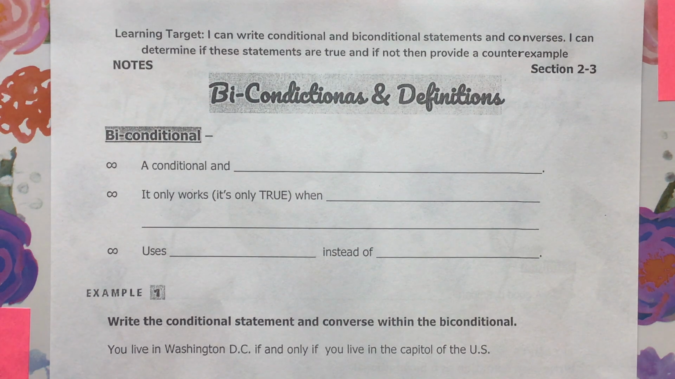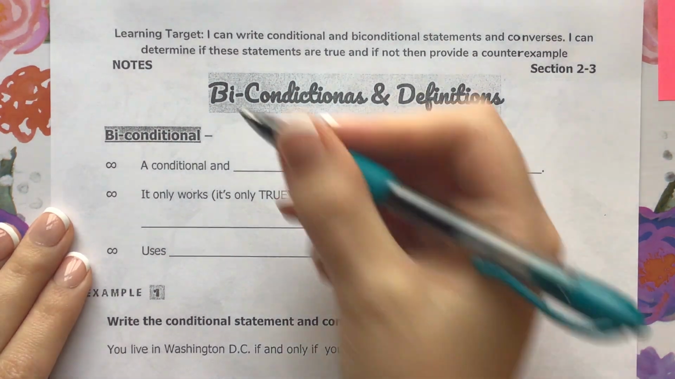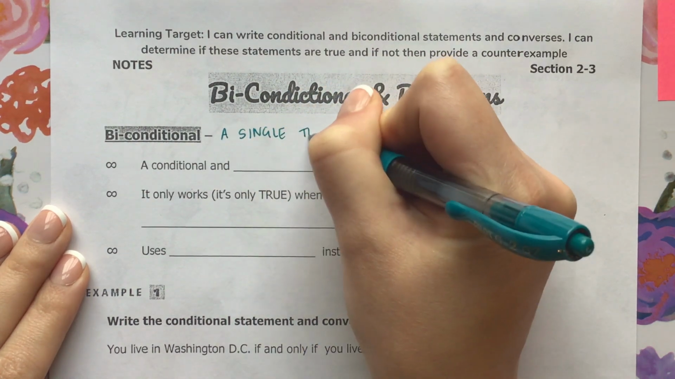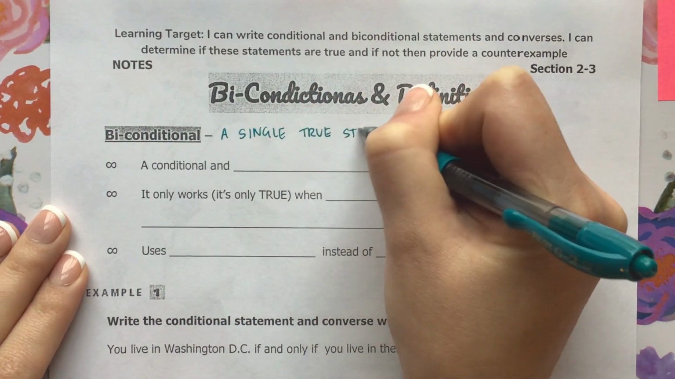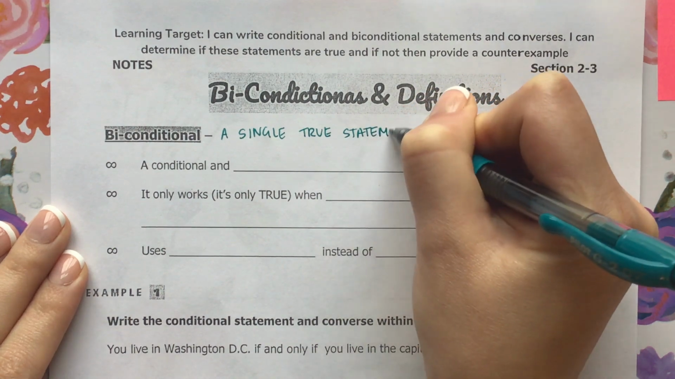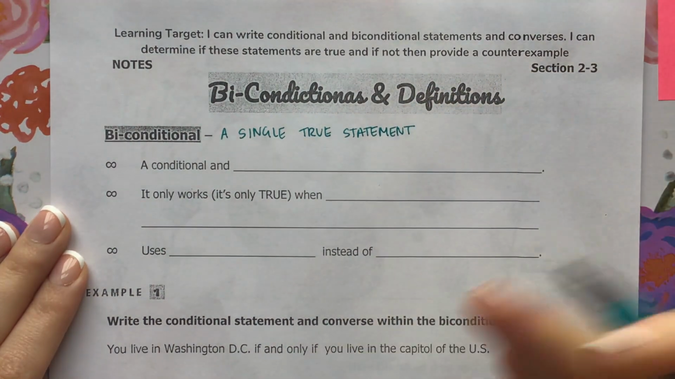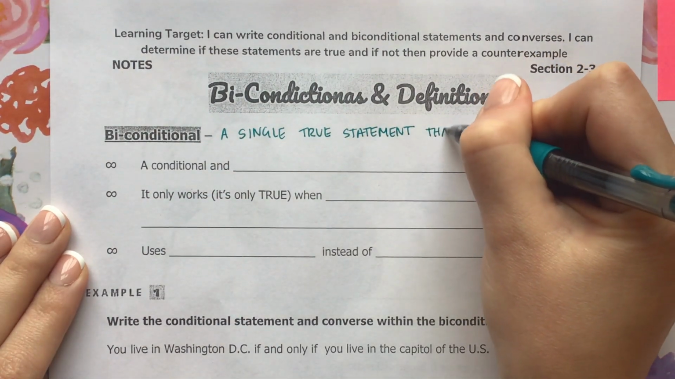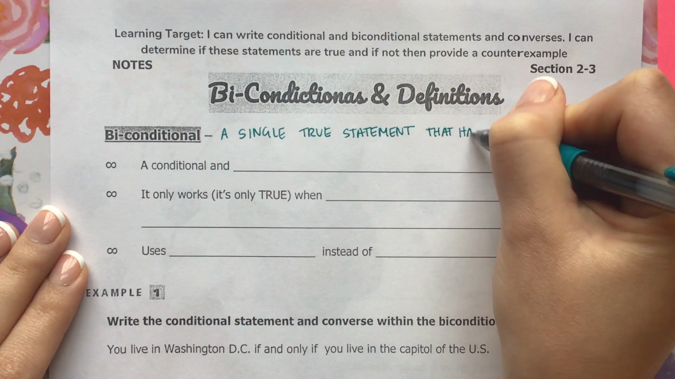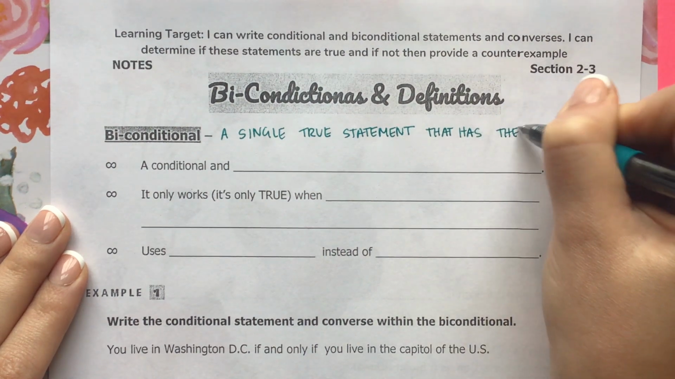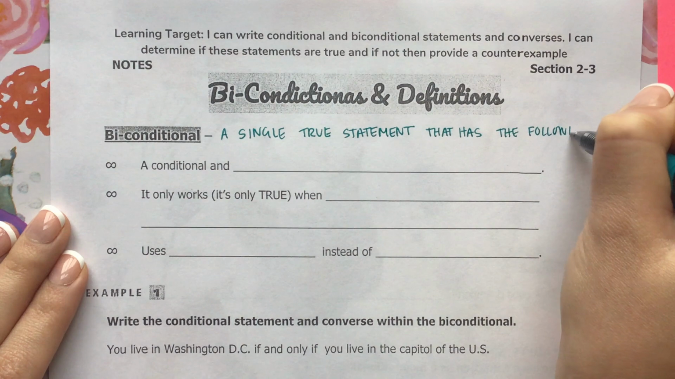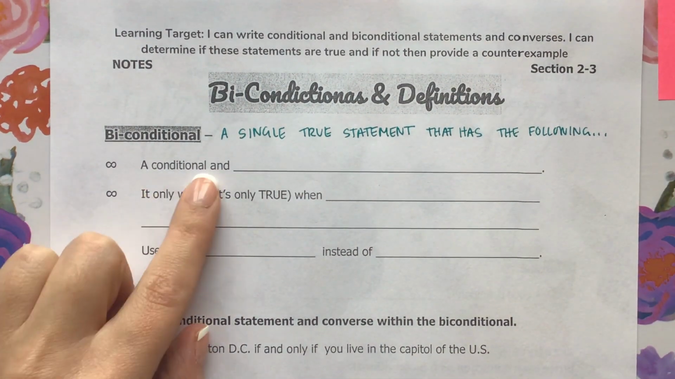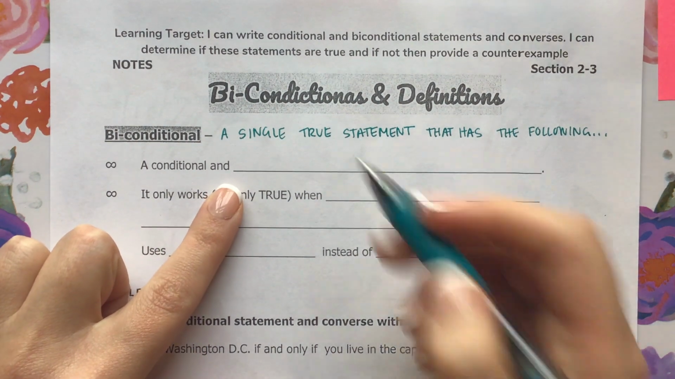First of all, what is a biconditional? A biconditional is a single true statement that has the following, and we're going to list three other things. First of all, it's going to have a conditional and its true converse.